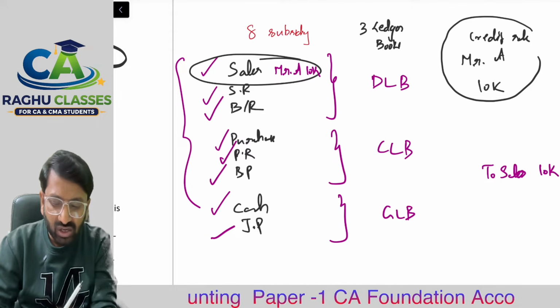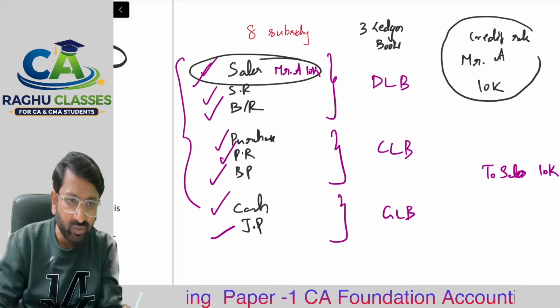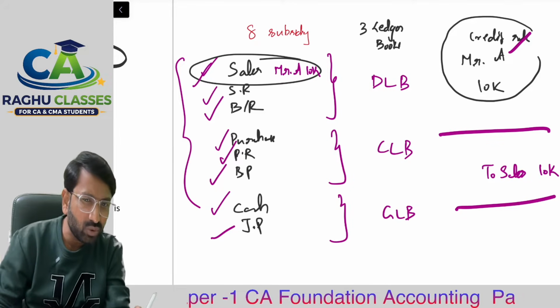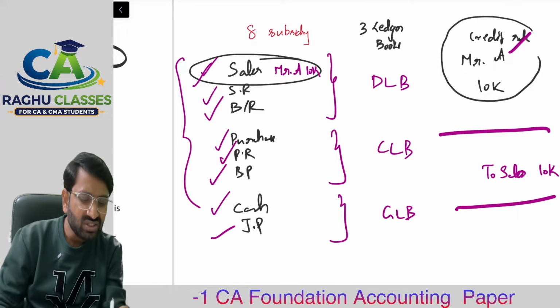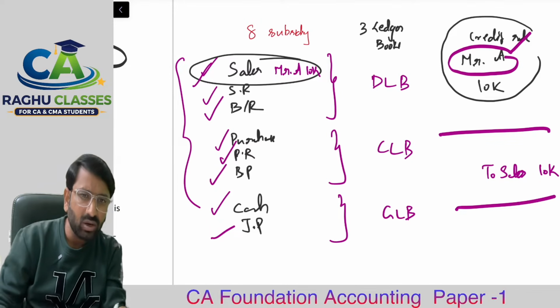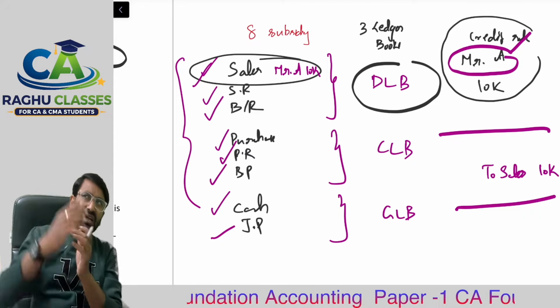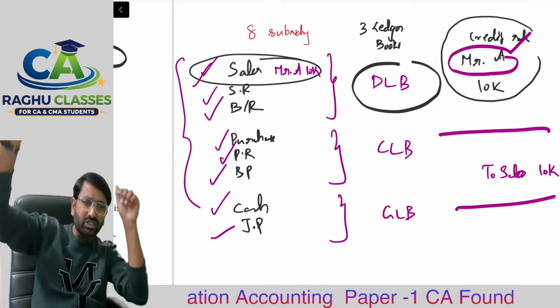So since I recorded in the sales book, a sales account will get credited with 10,000. Now, whose account needs to be debited here? A's account needs to be debited. Now, since A is our debtor, what do we do? We open the ledger book called DLB, debtors ledger book. In the debtors ledger book, I open A's ledger account.